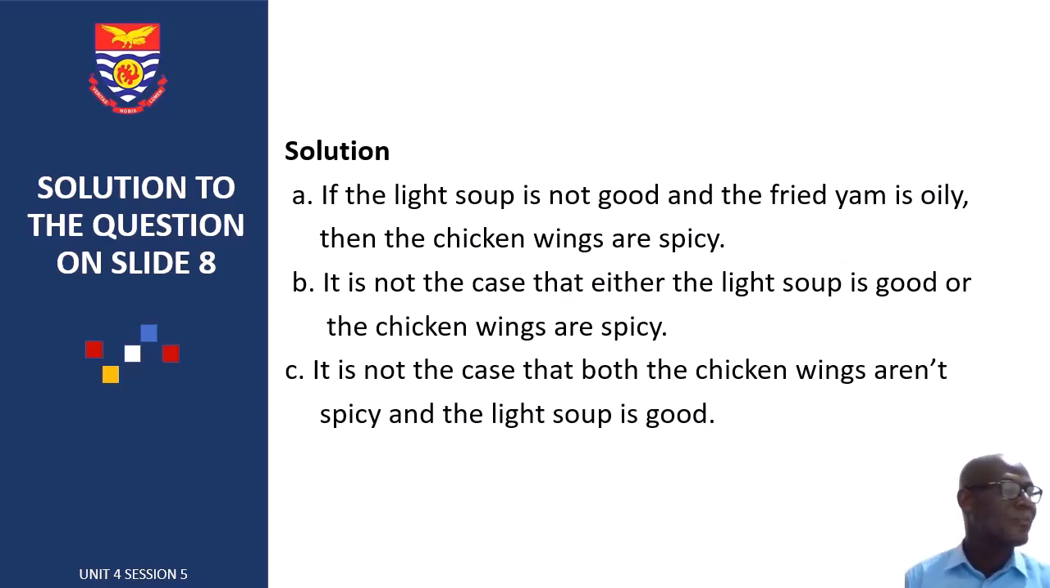C, we negate the statement R, that is the chicken wings are spicy. If you negate that, that is the chicken wings are not spicy. Then conjunction P, the chicken wings are not spicy and the light soup is good. So when we negate that, then it is not the case that both the chicken wings are not spicy and the light soup is good.